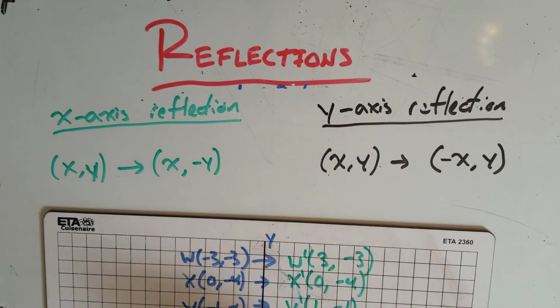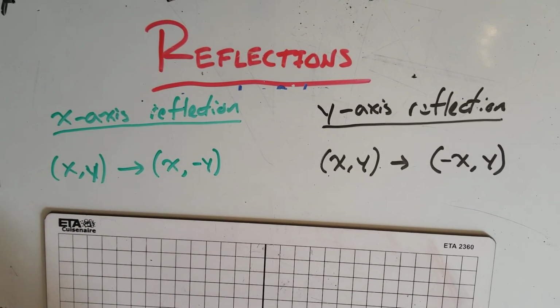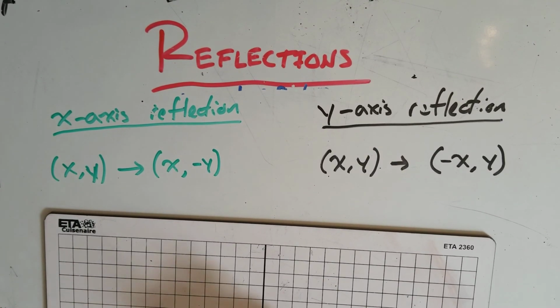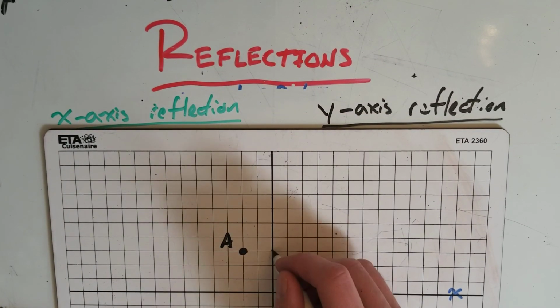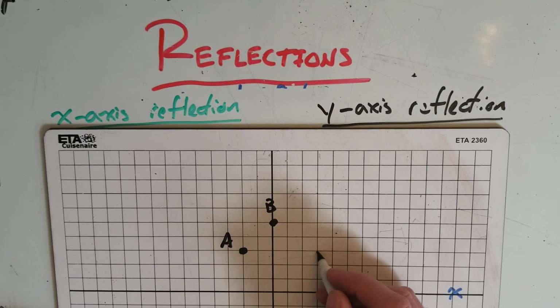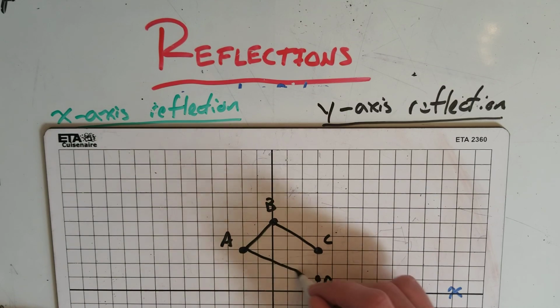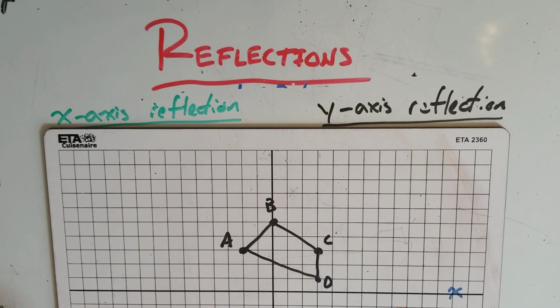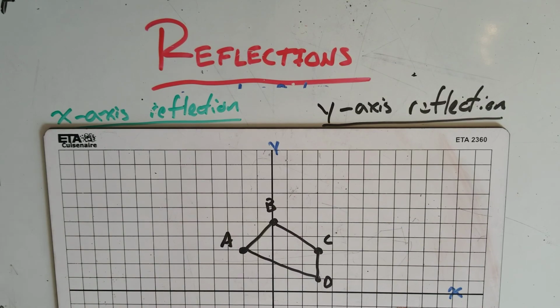All right, so our next one, we have these points. A is negative 2, 3. This is point A. We have point B is 0, 5. There's B. And point C is 3, 3. Point D is 3, 1. So we have this. And we are reflecting over, and this is key, we're reflecting over the x-axis now. So again, this is the y-axis, this is the x-axis.